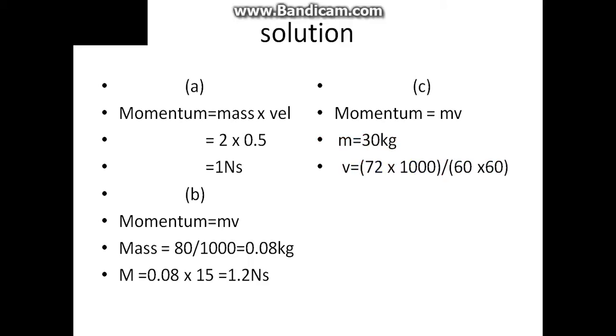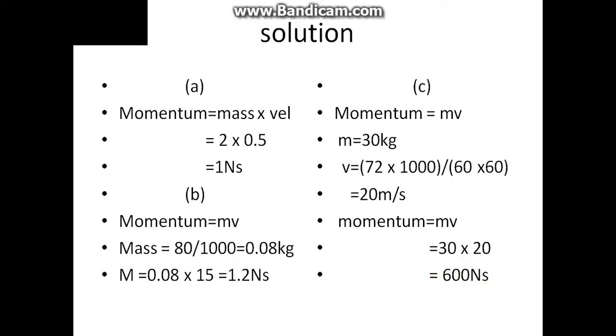C. Momentum is equal to mass times velocity, and mass is equal to 30 kg, but the velocity is in kilometer per hour. To convert it to meters per second, we multiply 72 by 1000 and divide by 60 times 60, that is 60 minutes and 60 seconds, to give us 20 meters per second. Then our momentum is now equal to mass times velocity. Our mass is 30 and our velocity is 20, which gives us 600 Newton seconds.